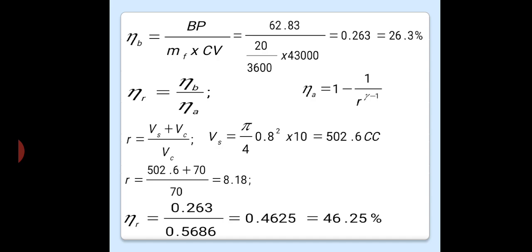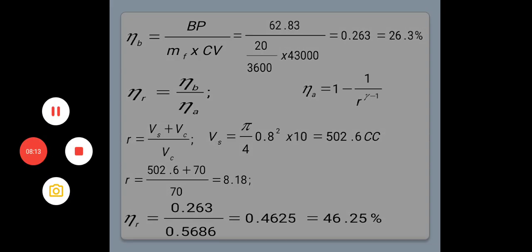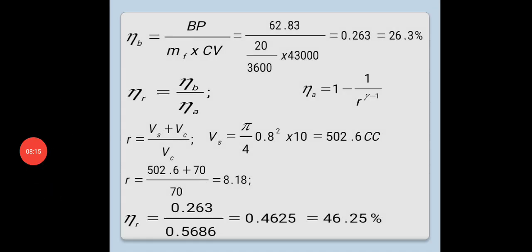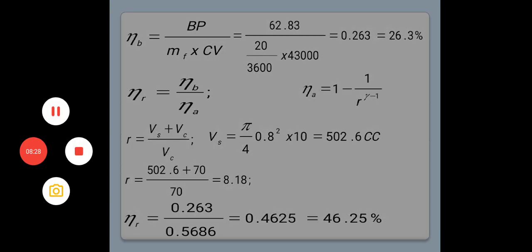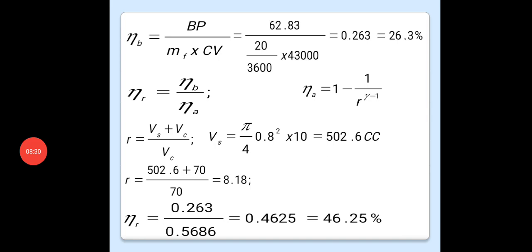So relative efficiency we find 0.4625, which means 46.25%. In this way, in this problem we have first found the brake power, second we have found the brake mean effective pressure, third we have found the brake thermal efficiency, and last we have found the relative efficiency. Thank you.